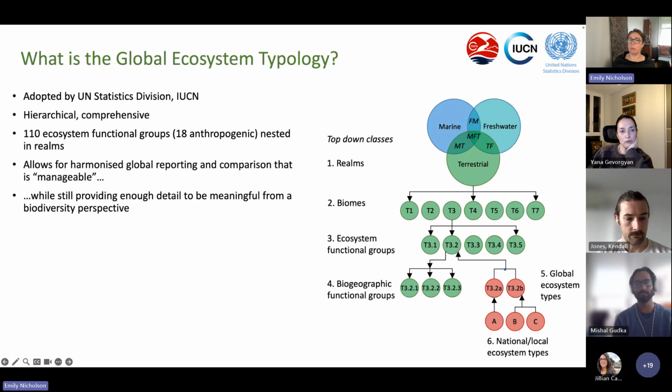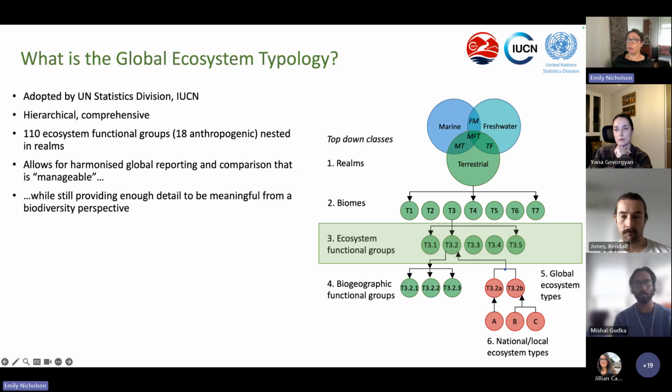ARTEG recommends that global reporting is done at the ecosystem functional group level, or level 3 of the typology, because this allows for harmonized global reporting and comparison that is manageable while still providing enough detail to be meaningful from a biodiversity perspective. So what do I mean by manageable?